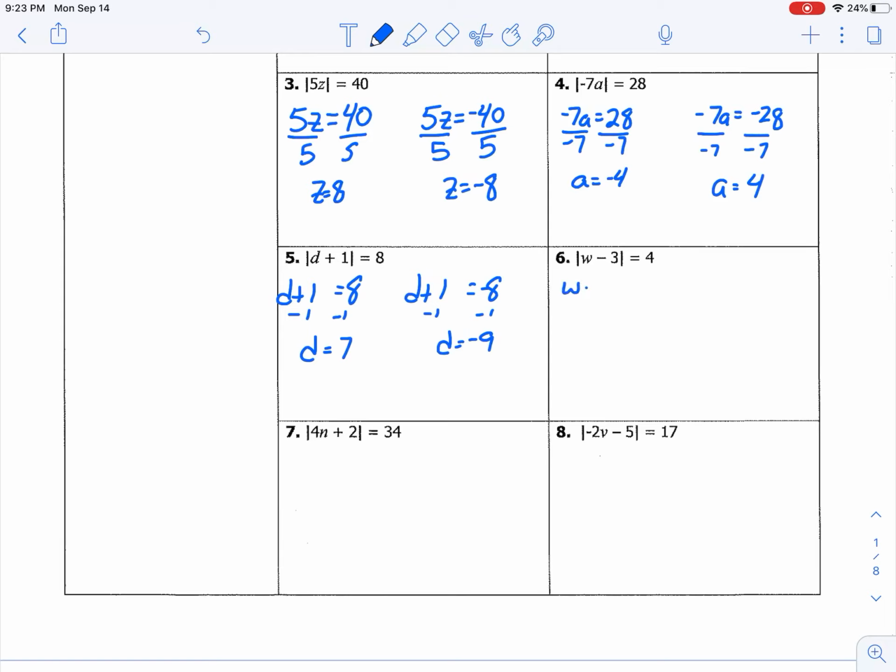This one, again, the first one reads just like it sits. w minus 3 can equal 4. However, -4 is also 4 units from 0, so we set that equal to -4 as well. We add the 3 and find out that w is equal to 7. We add the 3 and find out that w is equal to -1.